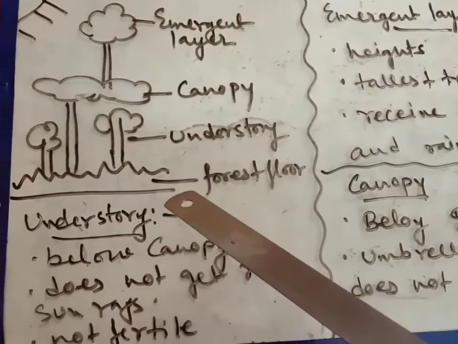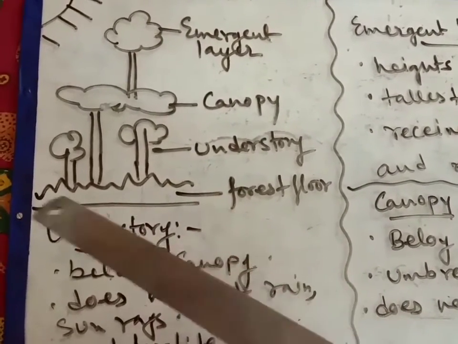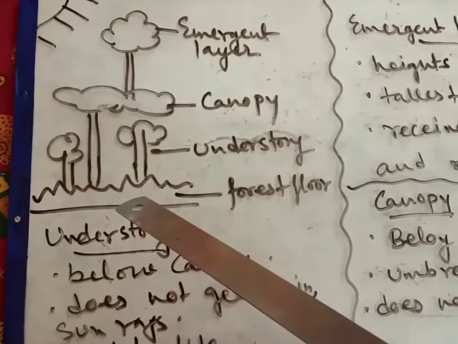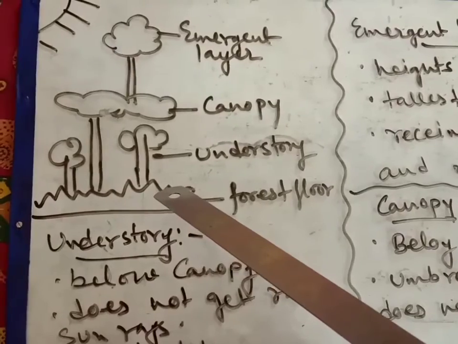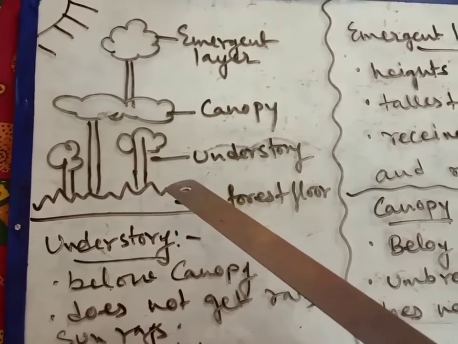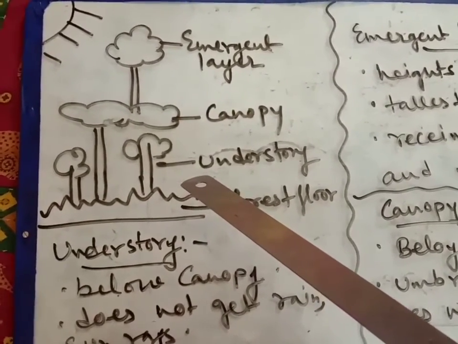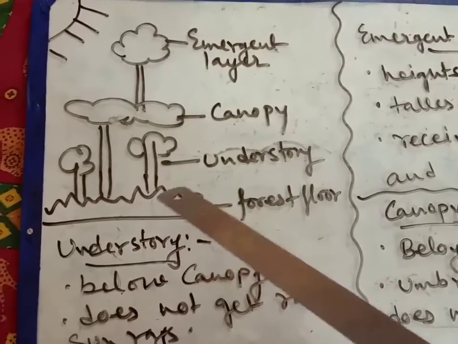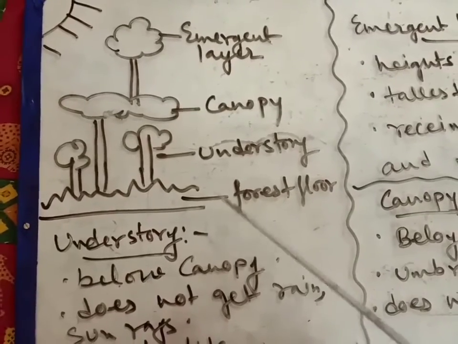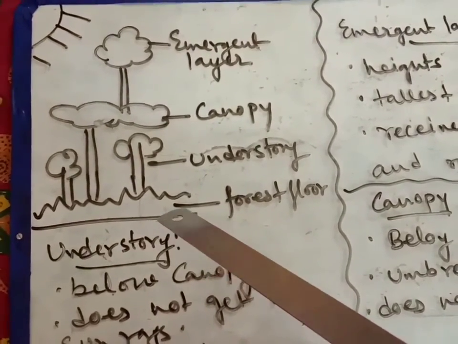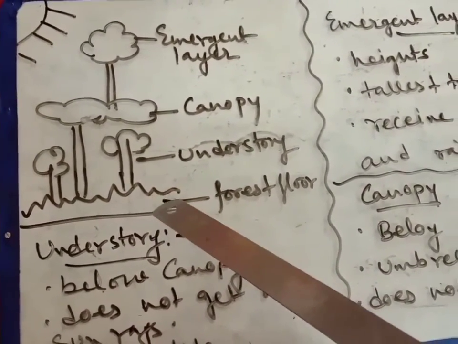Now the next one is called forest floor. In the forest floor you can see this picture. Through this picture you can understand that this layer is very near to the ground of the forest, which usually has decomposed leaves and fruits that have fallen from the upper layers. Plants like moss, fern and wild mushrooms, which do not need too many sun rays, grow here.